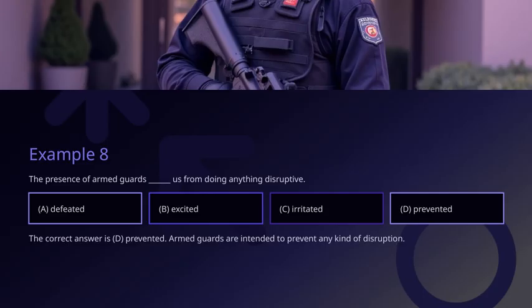Armed guards are meant to prevent any kind of disruption. That's their primary purpose. This example highlights an important point about vocabulary. Understanding the nuance of words like prevent helps us choose the most precise option in context. It also ties into our overall theme of effective communication. Selecting the right words ensures clarity and accuracy. So always pay attention to context clues like from to pick the best verb, especially in situations involving prevention or causation.